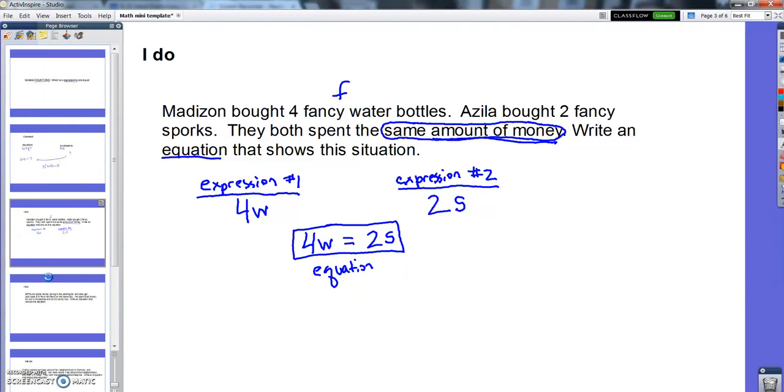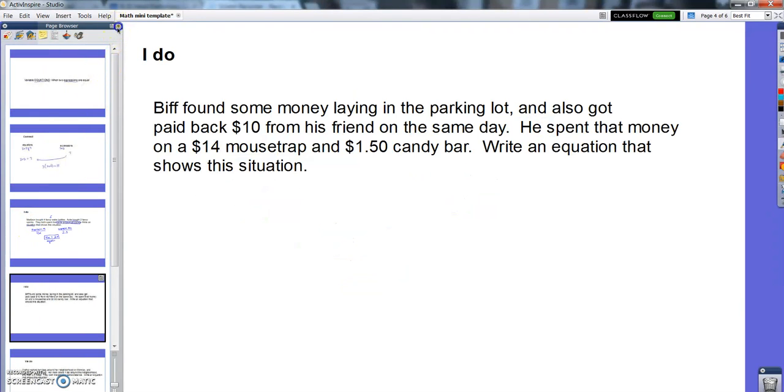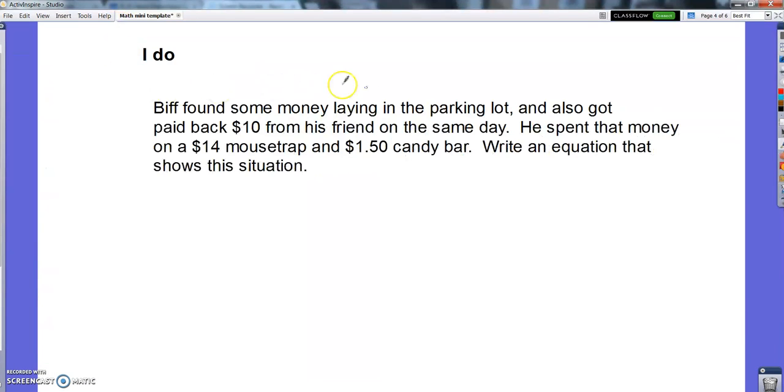Let me do one more. So Biff found some money laying in the parking lot. There's a variable word right there, some money, right? Kind of already lets me know I have an unknown value or probably a variable coming up. Biff found some money laying in the parking lot, and he also got paid back $10 from his friend on the same day. He spent that money on a $14 mousetrap and a $1.50 candy bar. Write an equation that shows this situation.